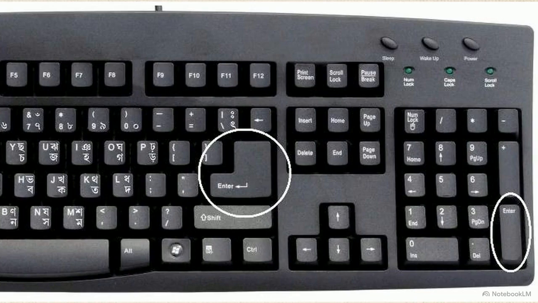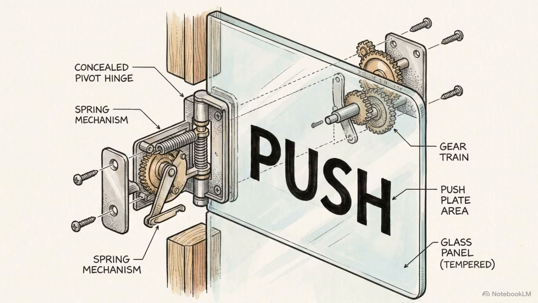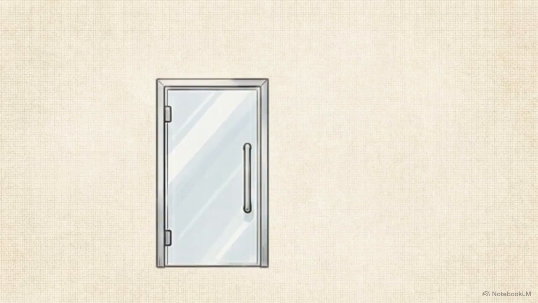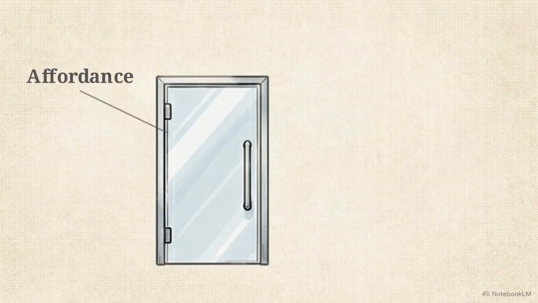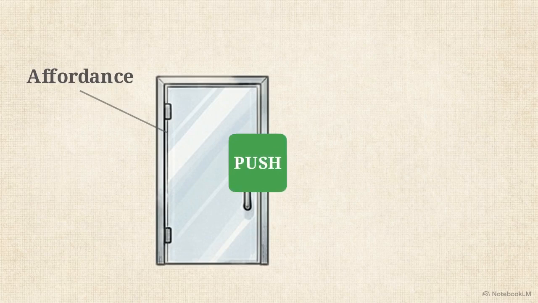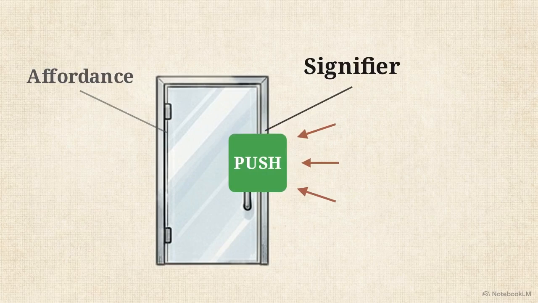confusion. To correct that confusion, designers rely on the second pillar, signifiers. A signifier is the physical or visual indicator, a printed word, an etched image, or an icon, that explicitly affirms the functionality of the affordance to the user.